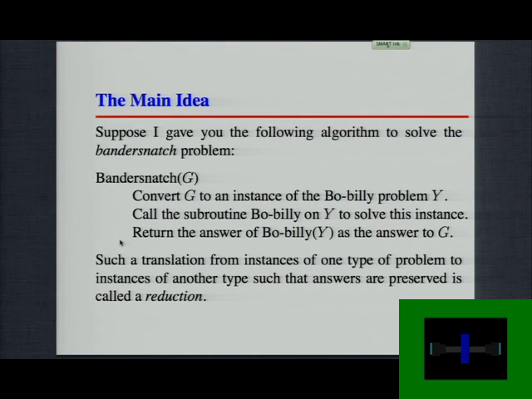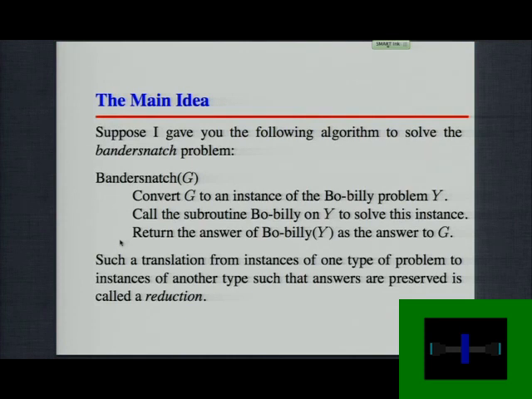Suppose I give you the following algorithm for solving the Bandersnatch problem. What is the Bandersnatch problem? It's the name of a problem. It doesn't matter what it is. Right now it's just a problem. It takes as input G. Maybe G is a graph. Maybe G is a gazillion length string. I don't know what G is, but it's an input.